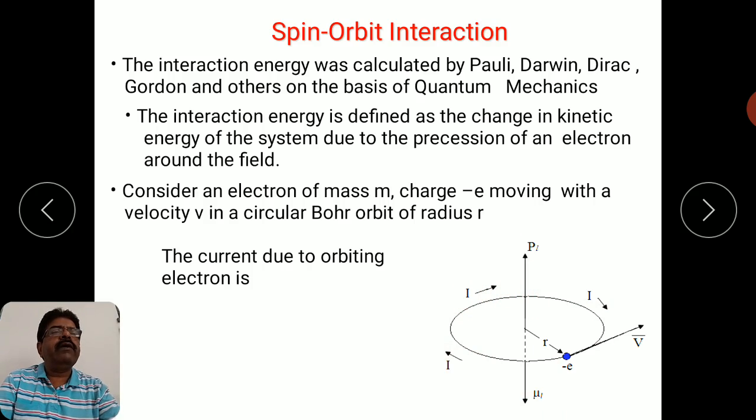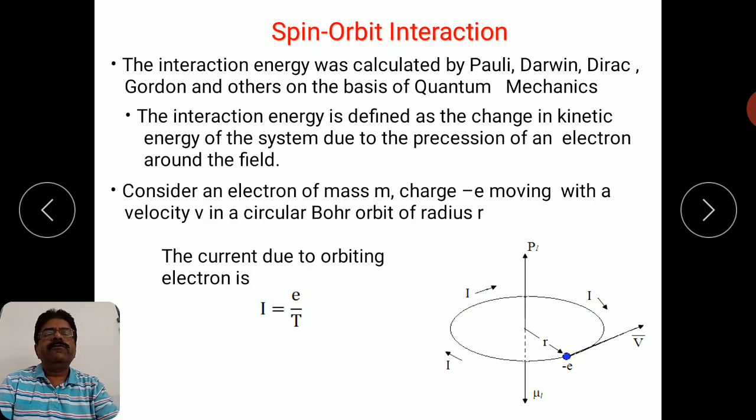A current will be set up here. Because of the motion of the electron in a circular orbit, this current can be defined as I = e/T. What is e? The electronic charge, and T is the time period in this circular orbit.